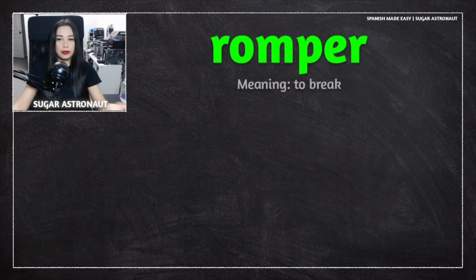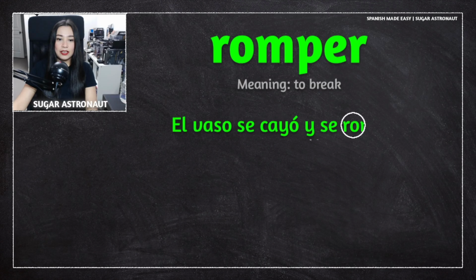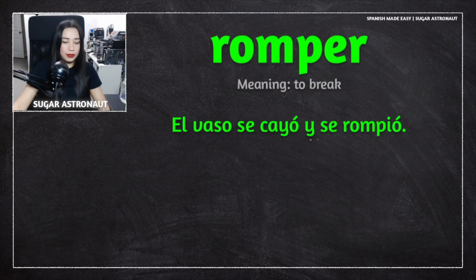Romper means to break. So it's as simple as breaking something, literally breaking something. So let's look at some examples using the verb romper when it means to break. El vaso se cayó y se rompió.